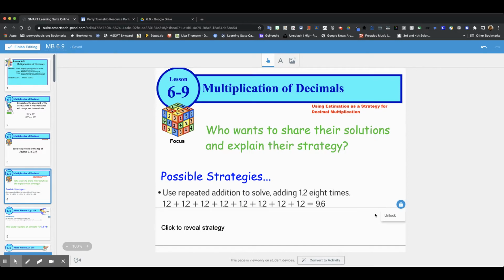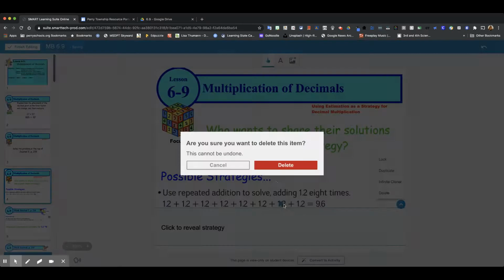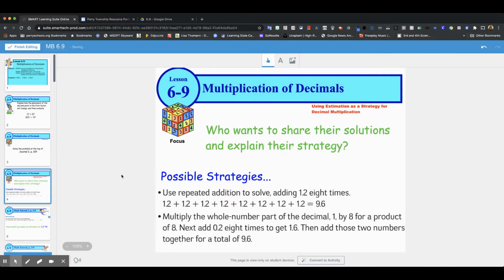You could have also multiplied the whole number part of the decimal, 1 by 8, for a product of 8. So 1 times 8. And then you could have added all the 2/10 8 times. So then you would have come up with 2/10 plus 2/10, 2/10, 2/10, 2/10, 2/10, 2/10, 2/10, and you would have gotten 1 6/10. So you had a kind of partial addition. So you've added the whole numbers, added the decimals, and then you would have added those two together, getting 8 plus 1 6/10, coming to a total still of 9 6/10.